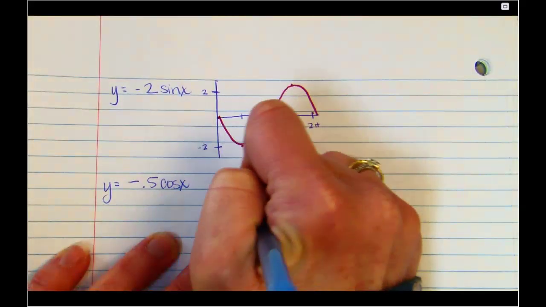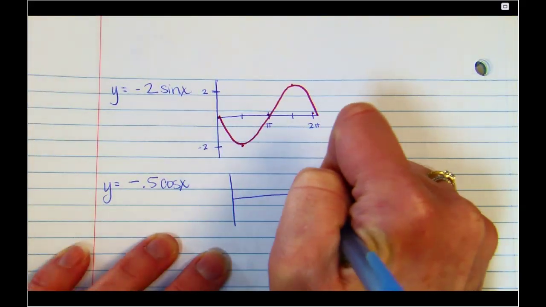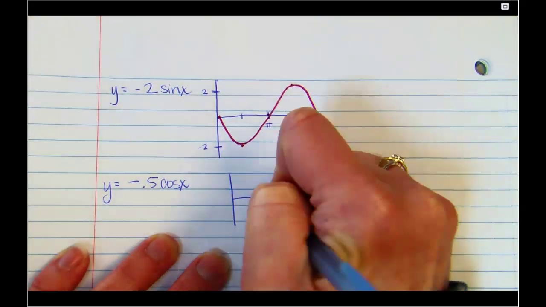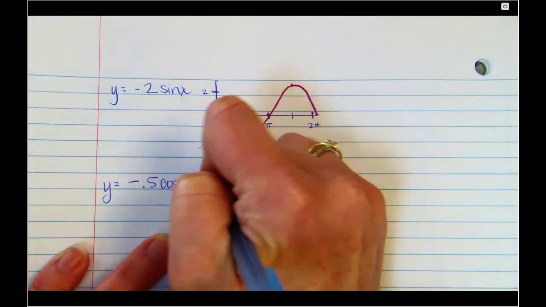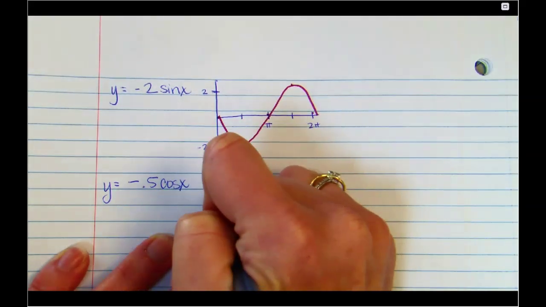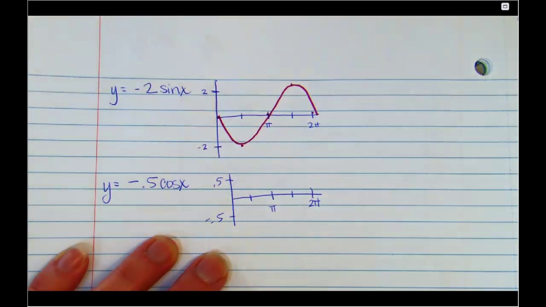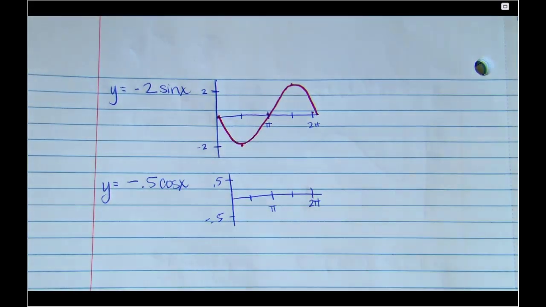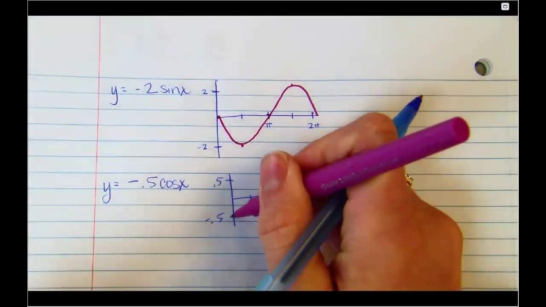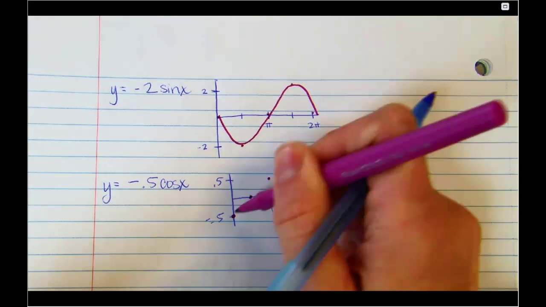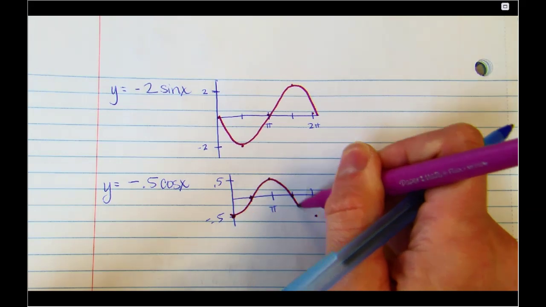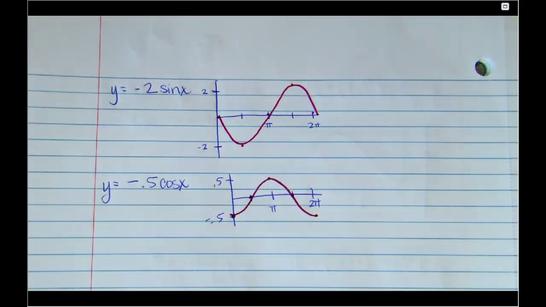What's the amplitude of this graph? 1/2. You can fraction or decimal that guy, doesn't matter. So 0.5, -0.5. And cosine's going to start at the bottom because you're reflecting them across the x-axis. So it should look like that. Okay, upside down cosine, no big deal.